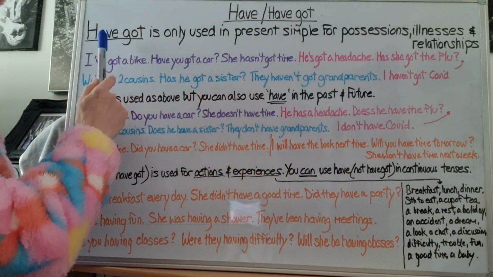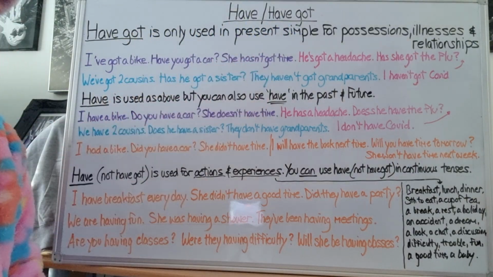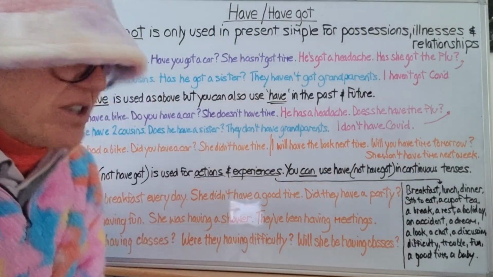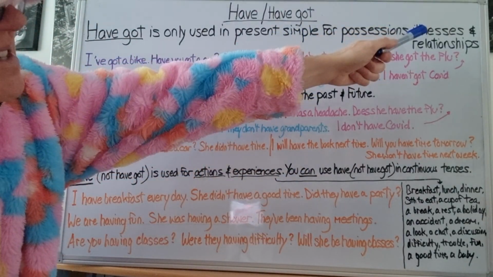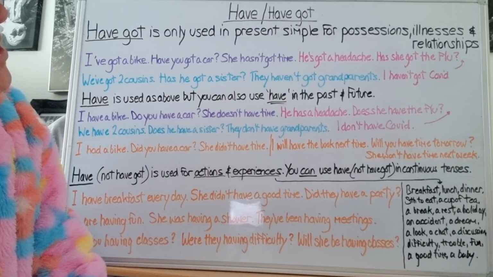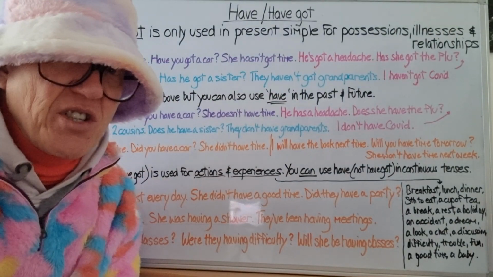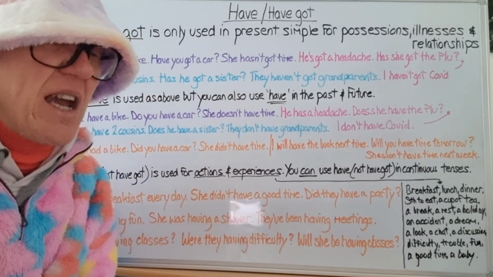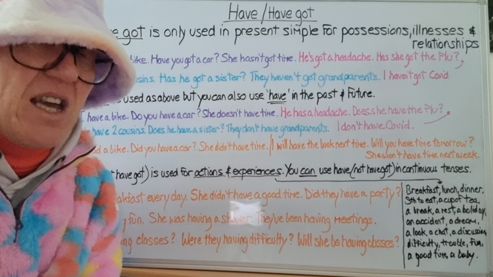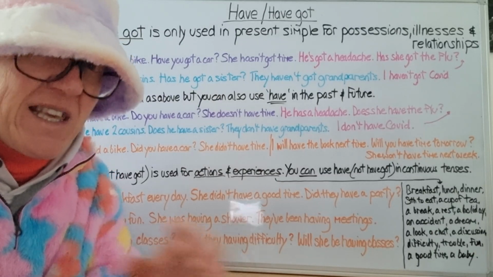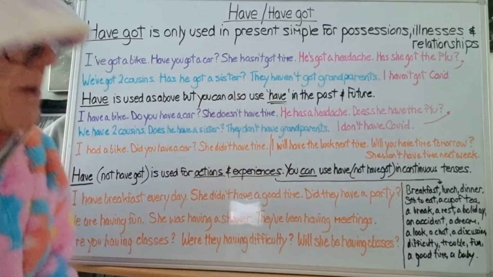Now, have got is only used in present simple, not past, not future, only present simple for possessions, illnesses, and relationships, okay? Only those things, not for actions or experiences. You can't say, I have got a party, or I have got a shower, if shower means the activity. If it means the physical unit, then it's okay.